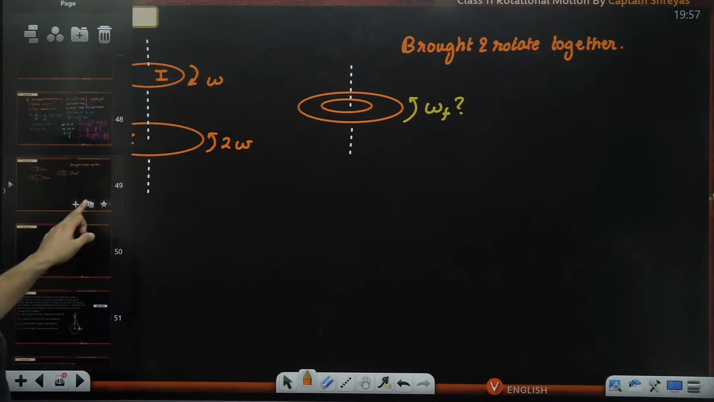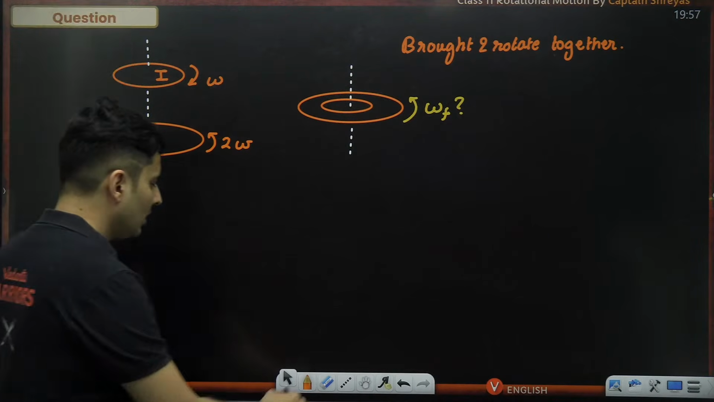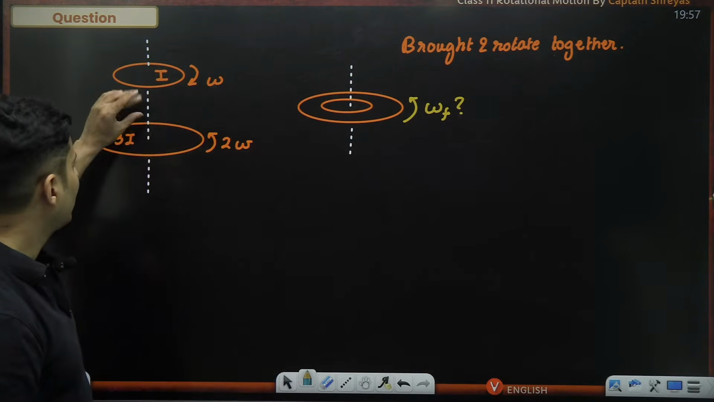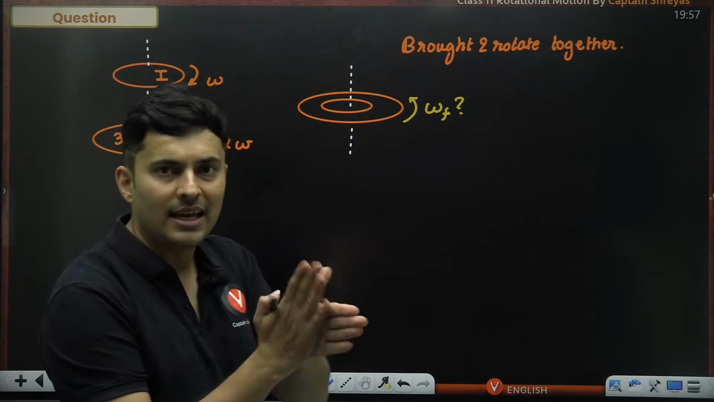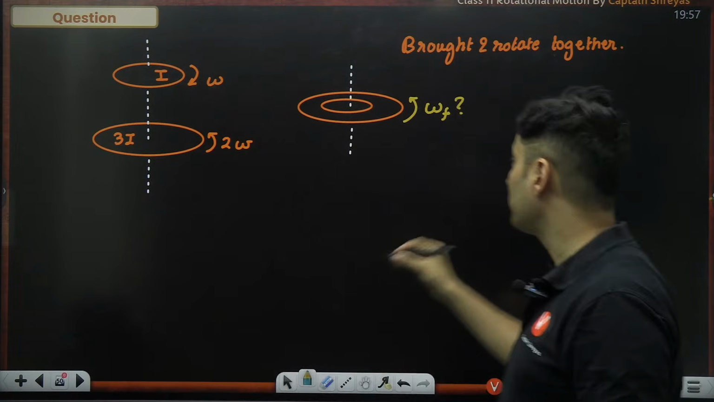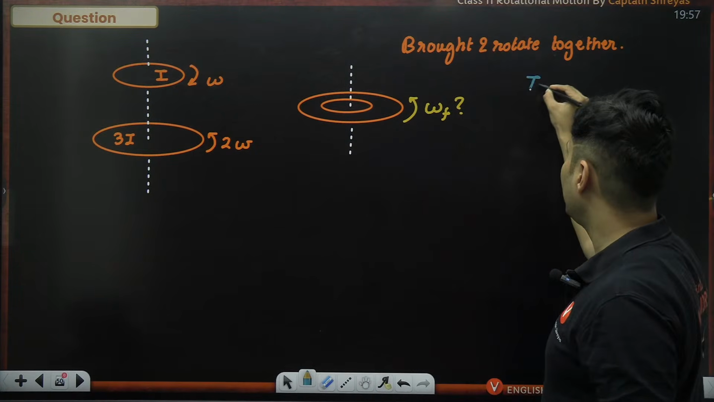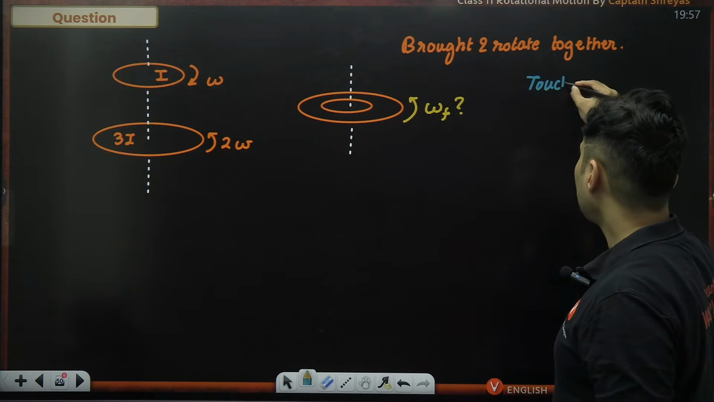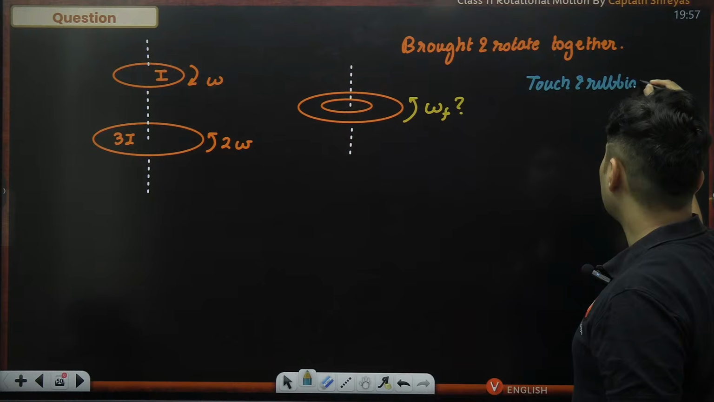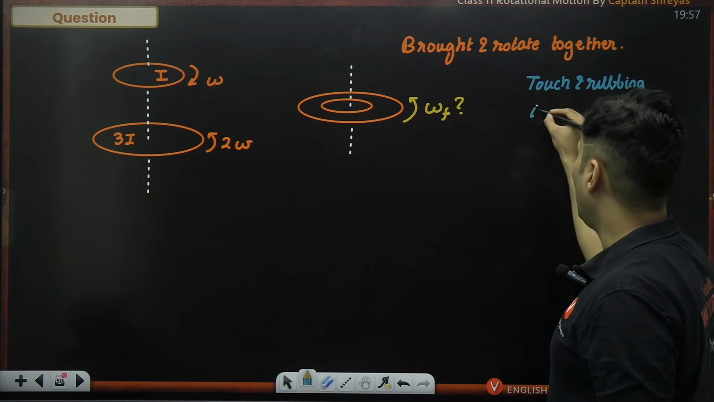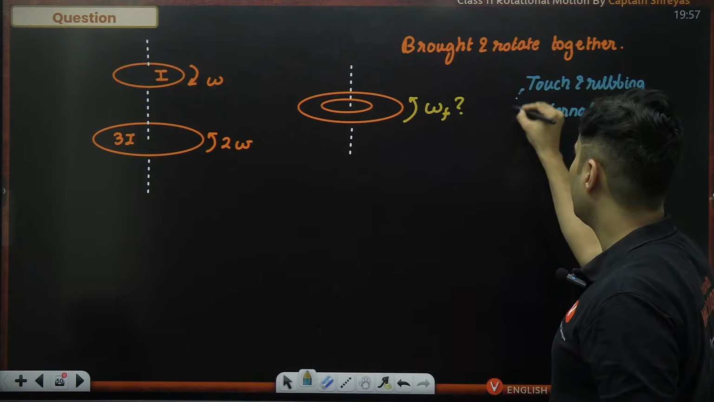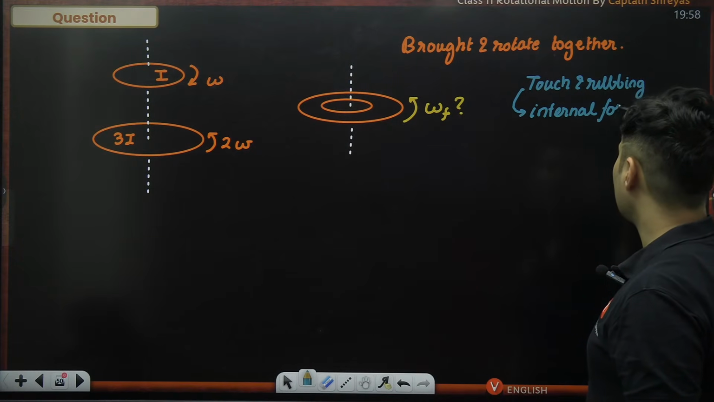This kind of question is very common. Let's see how we do this. First of all, in such questions, you will notice that whatever touching action is there, whatever friction is there, it is internal. There is no such external force. So during that touch and rubbing, those are all basically internal forces.